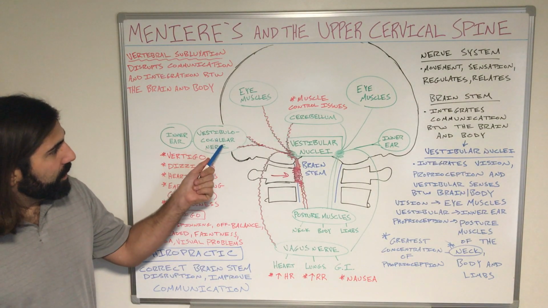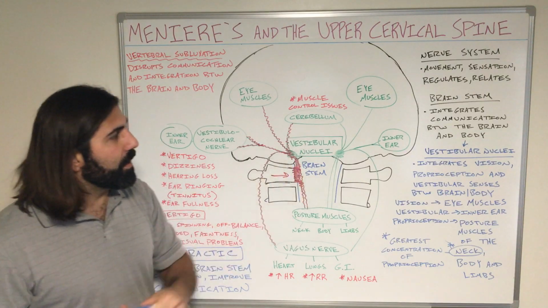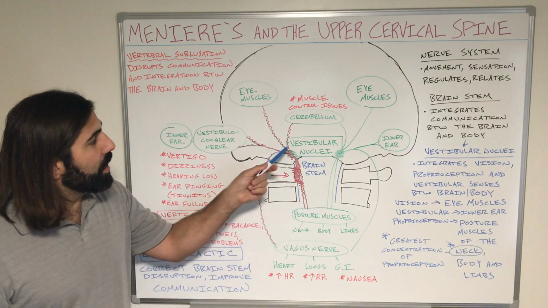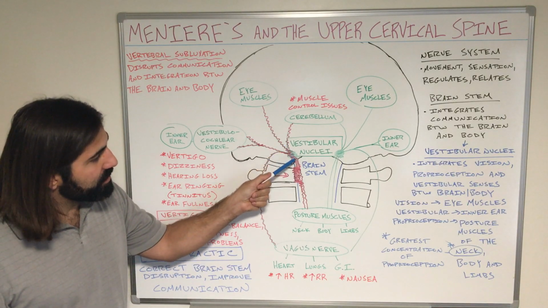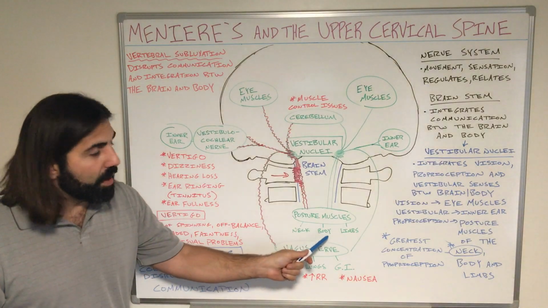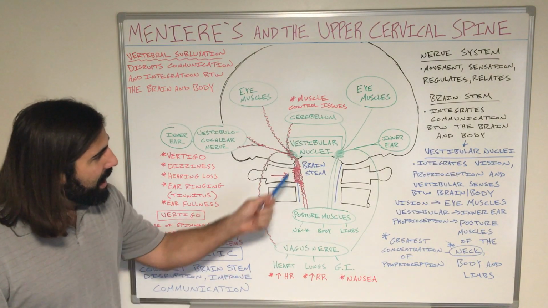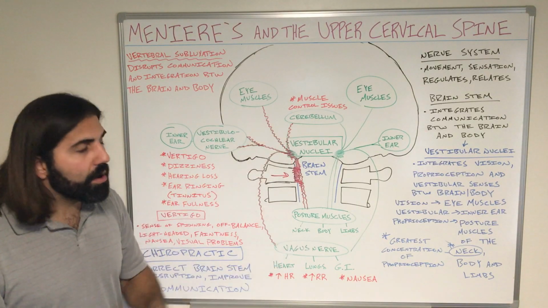That's because our vestibular cochlear nerve, found in our inner ear, is going to connect directly with our vestibular nuclei, which also directly connects with our eye muscles. It's going to then also directly connect with our postural muscles found in our upper cervical neck, our body, and our limbs. And then it's also going to be secondarily connected to our cerebellum and our vagus nerve.